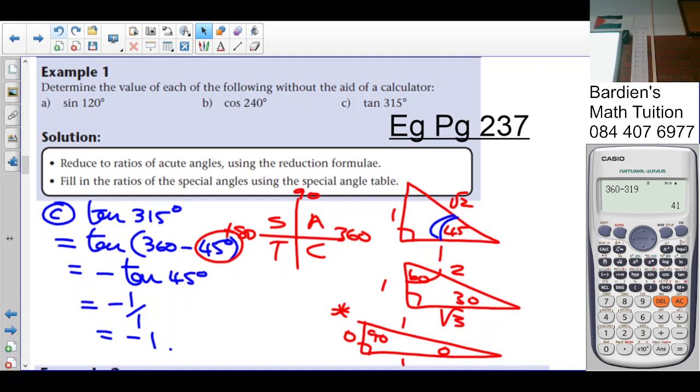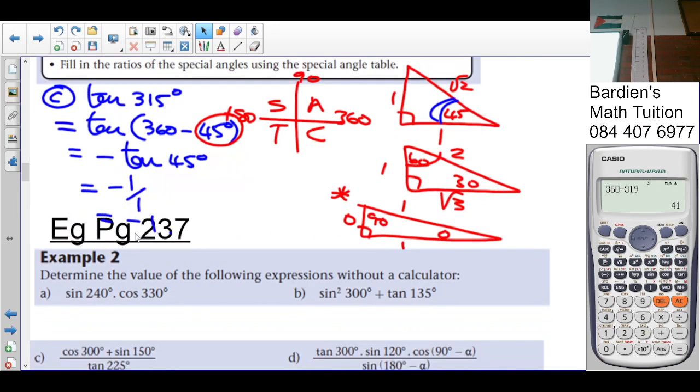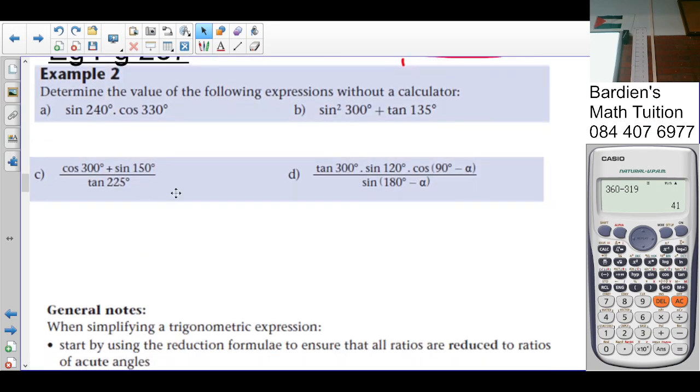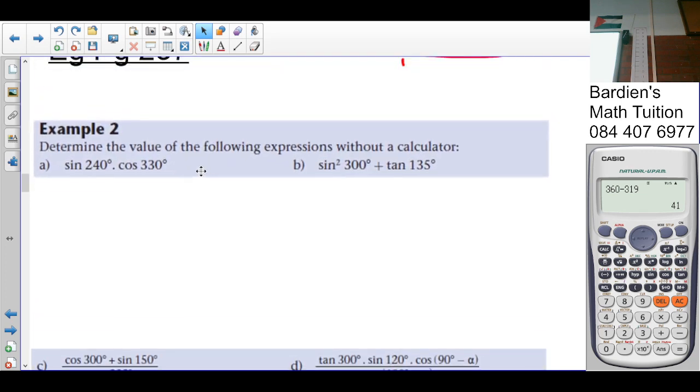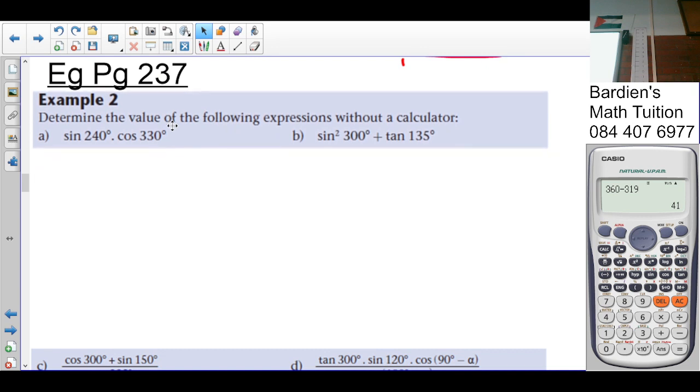Okay. Carry on with our lives. Example 2, example on page 237. Determine the value of the following expressions without using a calculator.